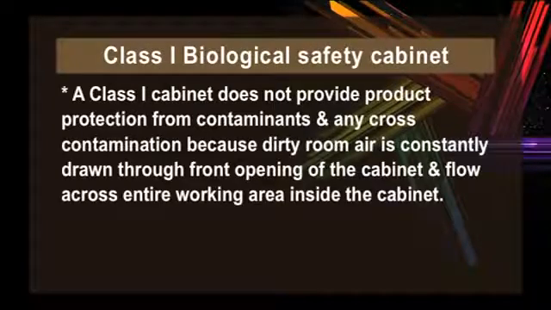The classes of biological safety cabinets are classified based on their protection ability, including personal, product and environment protection, airflow velocities and patterns and exhaust systems. Class 1 biological safety cabinet. A class 1 cabinet does not provide product protection from contaminants and any cross contamination because dirty room air is constantly drawn through the front opening of the cabinet and flows across the entire working area inside the cabinet.